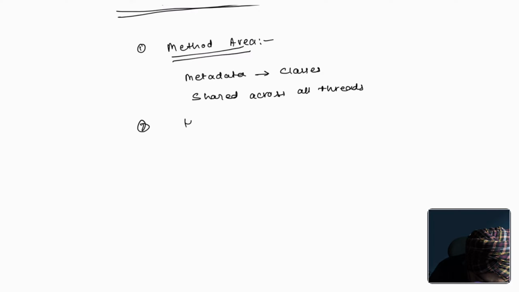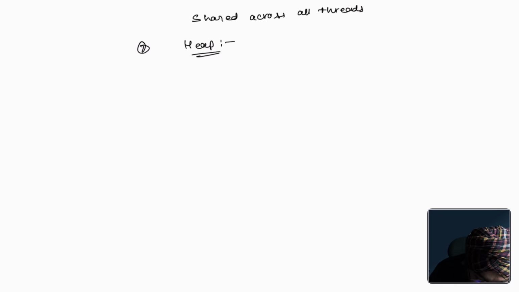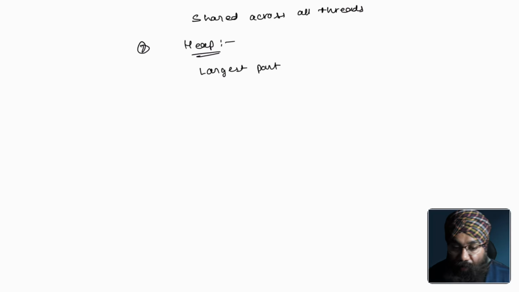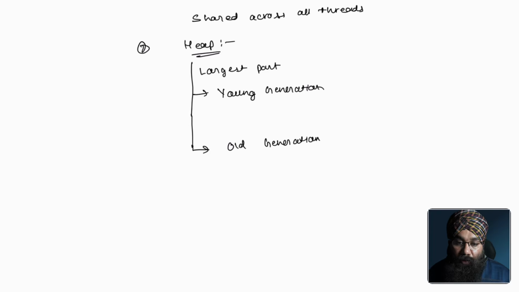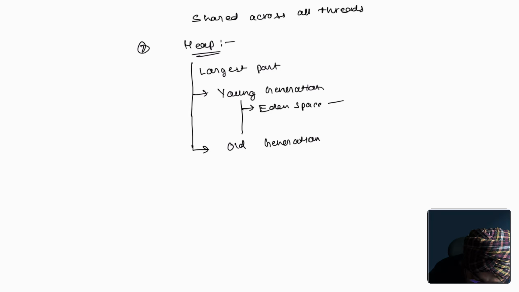Second is the heap memory. We already learned about this. It is the largest part of the overall memory that a Java application has. It is divided into two parts: young generation and old generation. Now the young generation is again divided into some parts. First one is Eden space. Whenever you create any object, initially it is created in the Eden space.